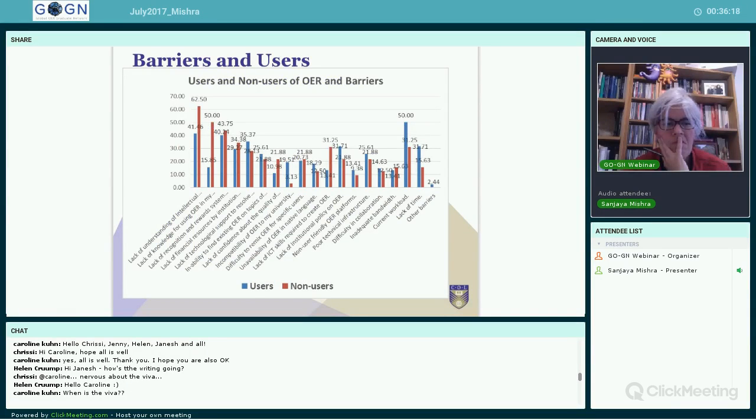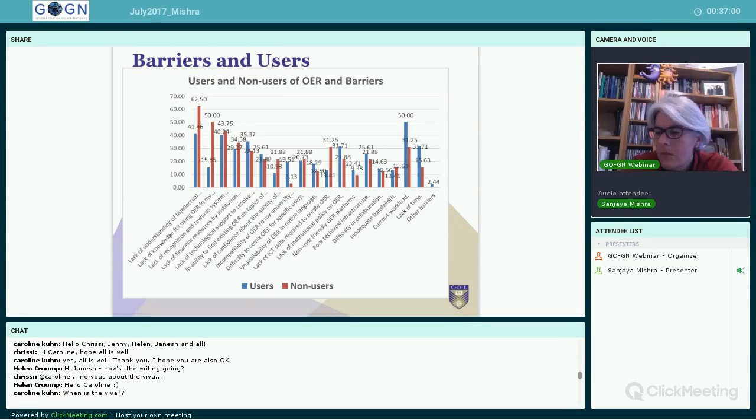We also looked at people who use OER and people who don't use OER. These are some interesting facts. How do we see the barriers? If you see the barriers in this graph, the red ones are people who are non-users, and the blue ones are the users. The barriers listed in all of the items, we had actually 18 different items, the non-users always have the barriers at a higher ranking, okay?